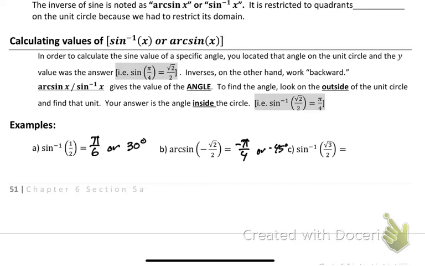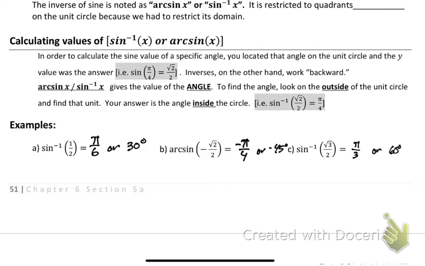Who can find the sine inverse of square root of 3 over 2? What angle does that occur at? Was it pi over 3? Which is not 30 degrees. Pi over 3 is 60 degrees.